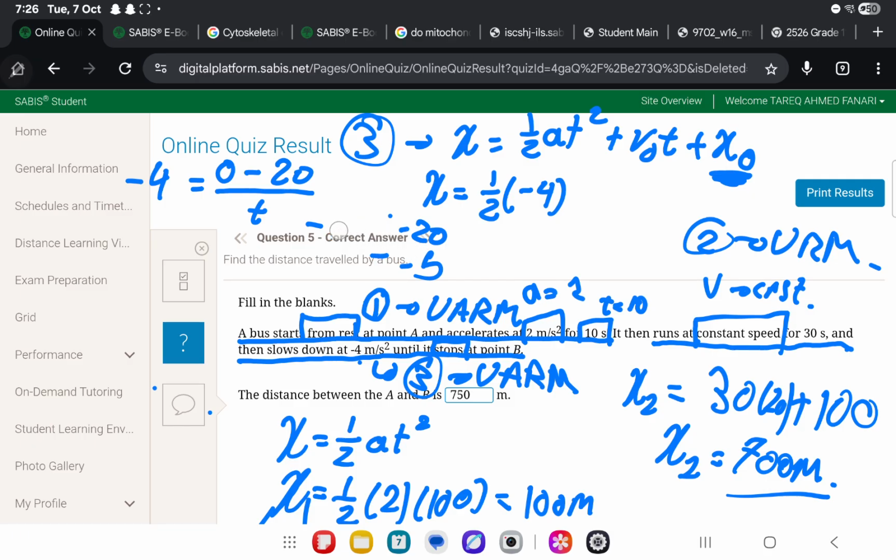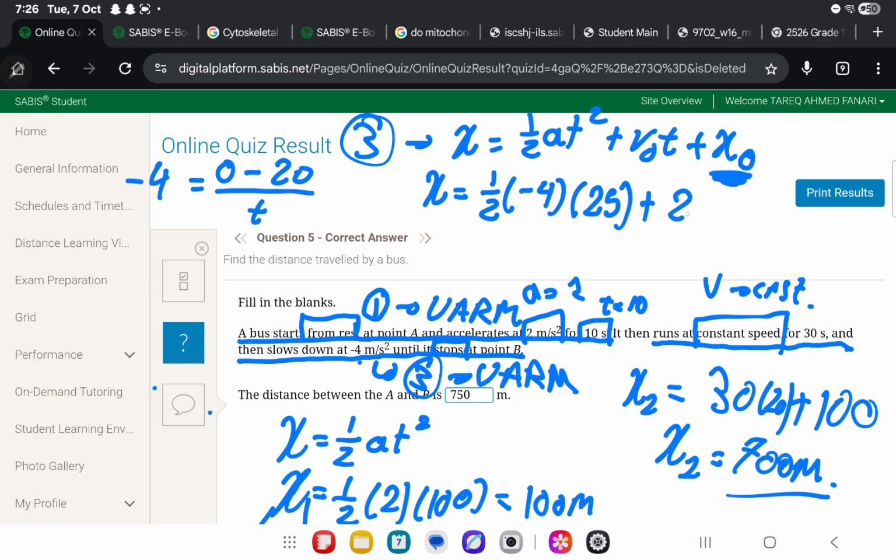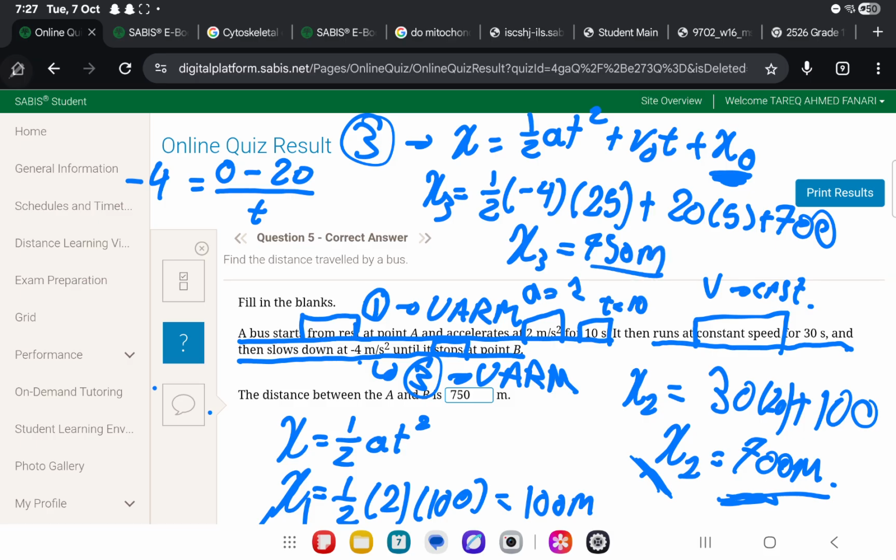Okay, so we're going to substitute 5 into my equation. So -4 into 5 squared, which is 25, plus v0t. V0 is 20. 20 into 5 plus x0. For x0, we're using the x2, right? Because at phase 3, at x3, we're already 700 meters in. So we're doing this. Now, 0.5 times -4 times 25 plus 20 times 5 plus 700 gives me x3 to be 750 meters. And that's my final answer.